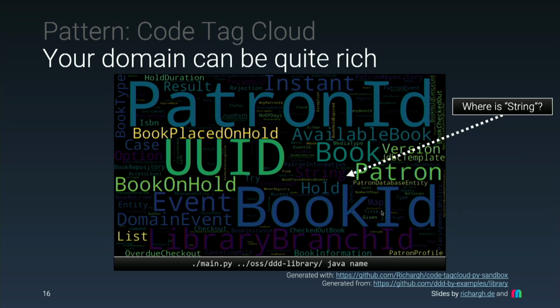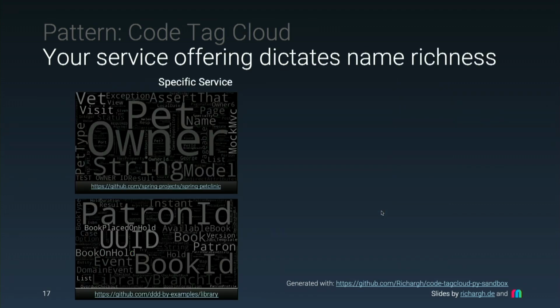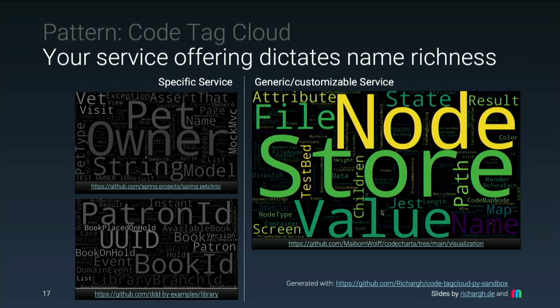But if your tag cloud doesn't look like this, and you really put your best effort in it, it could also be because of your service offering. If you have something like the pet clinic or whatever, it's a very specific thing. It has a very specific topic. While the library, the software you're going to use later, is called Codecarte, which is one of our open source projects, and that looks like this.